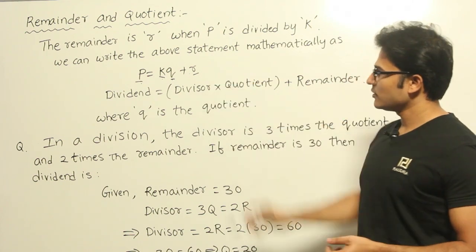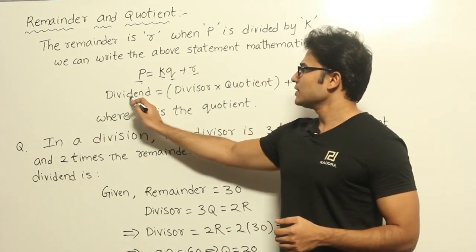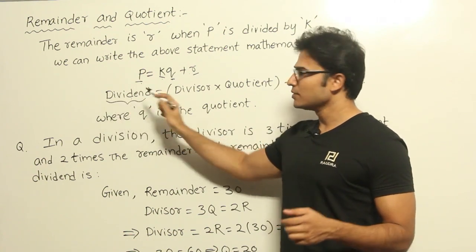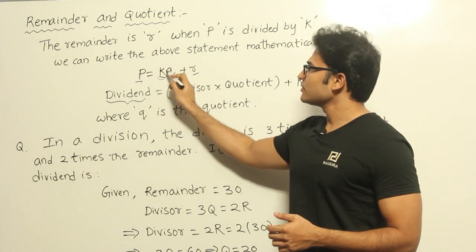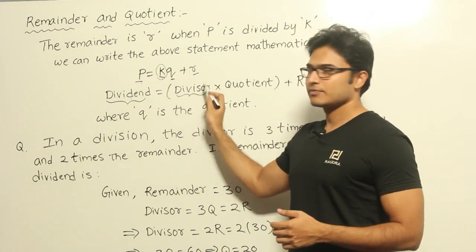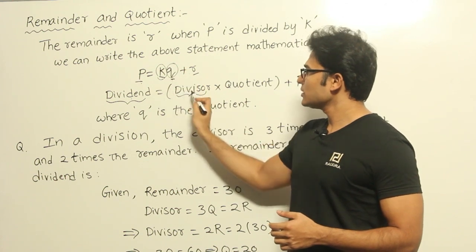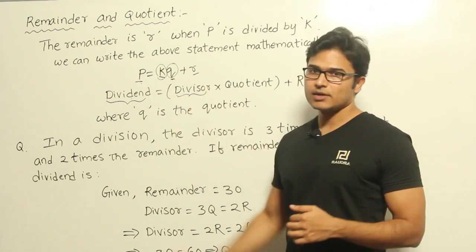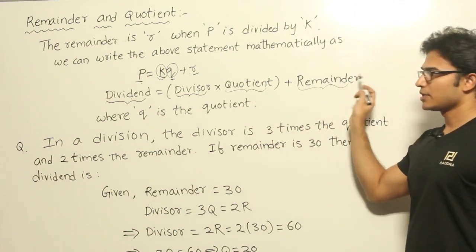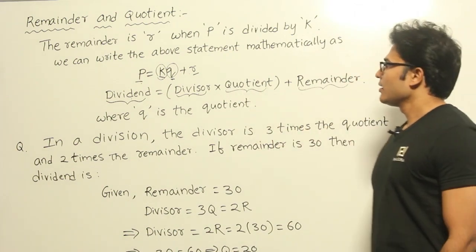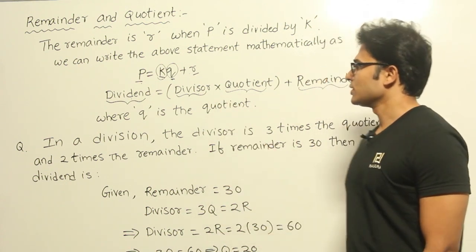Now, in order to write them in terms of the general terminology used, P is called the dividend, which means the number which is being divided is called a dividend, and the number which is dividing is called the divisor. K is the divisor, and quotient means how many times you are going to divide it, right? So the quotient, and remainder is whatever is going to remain when you divide. Now using this terminology you can try to solve this question.